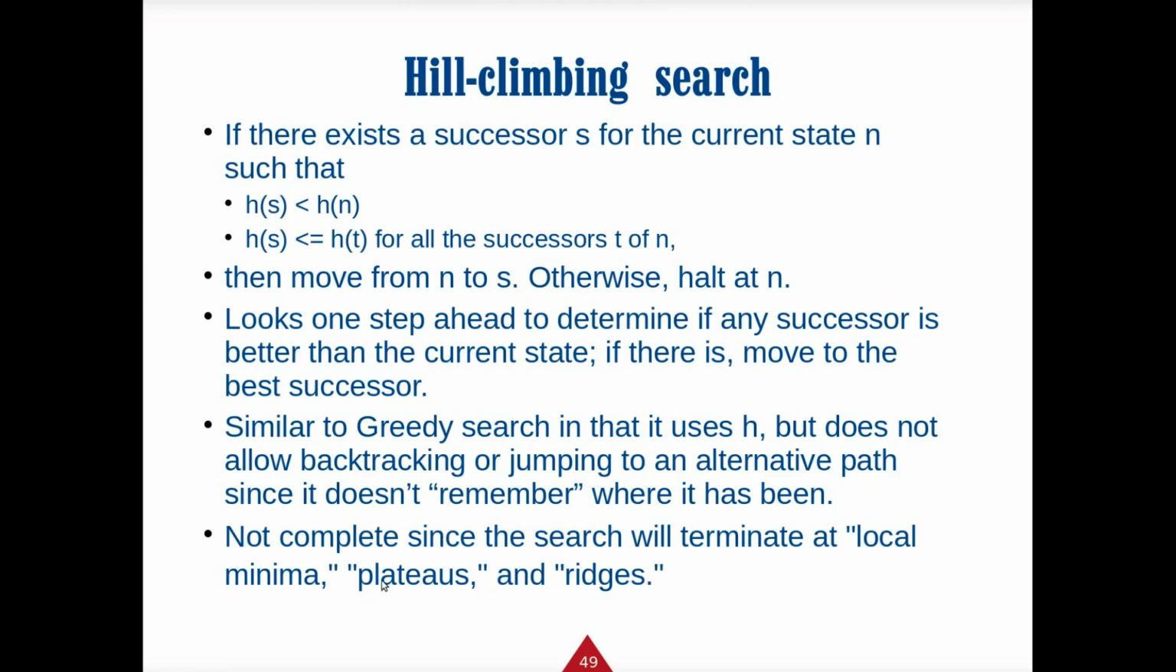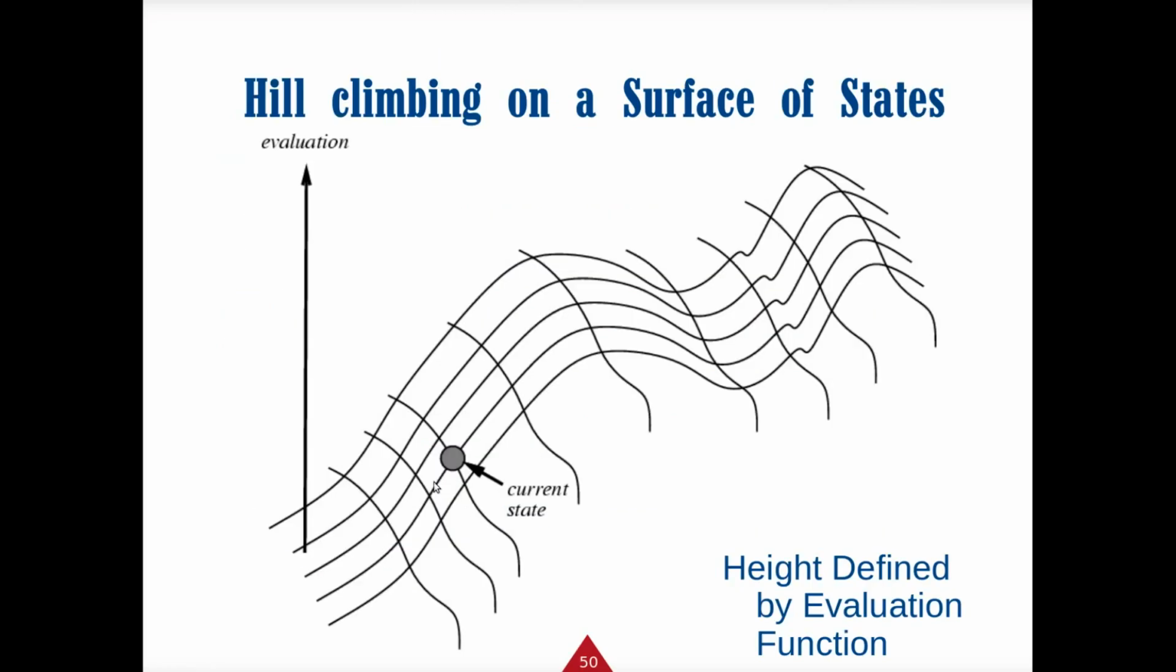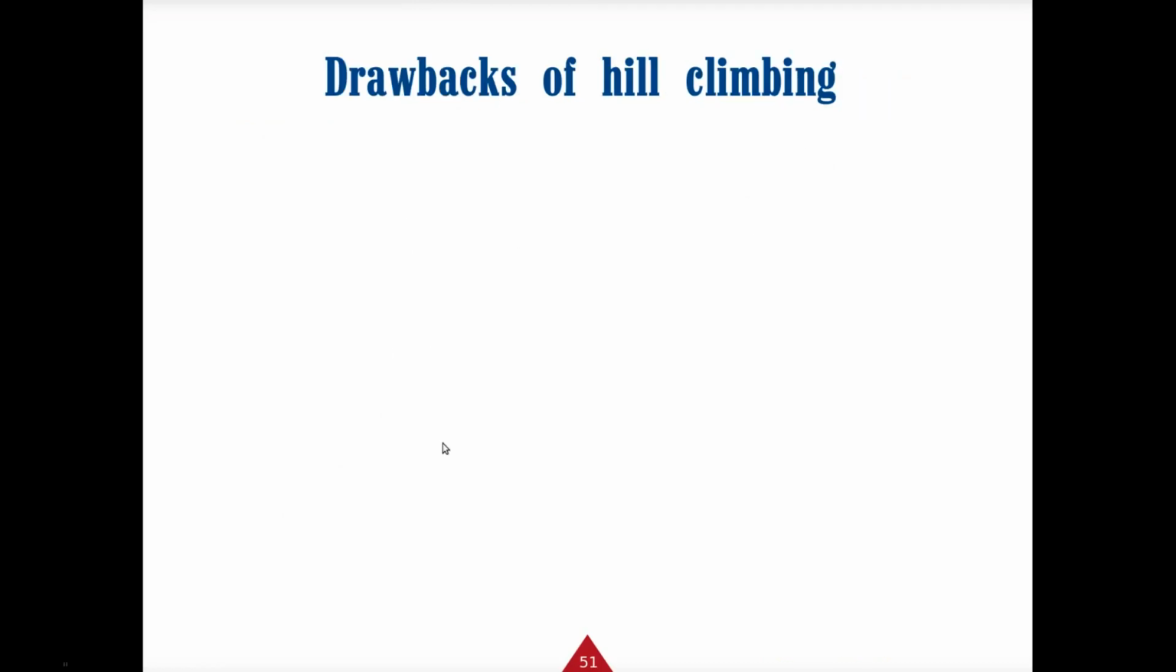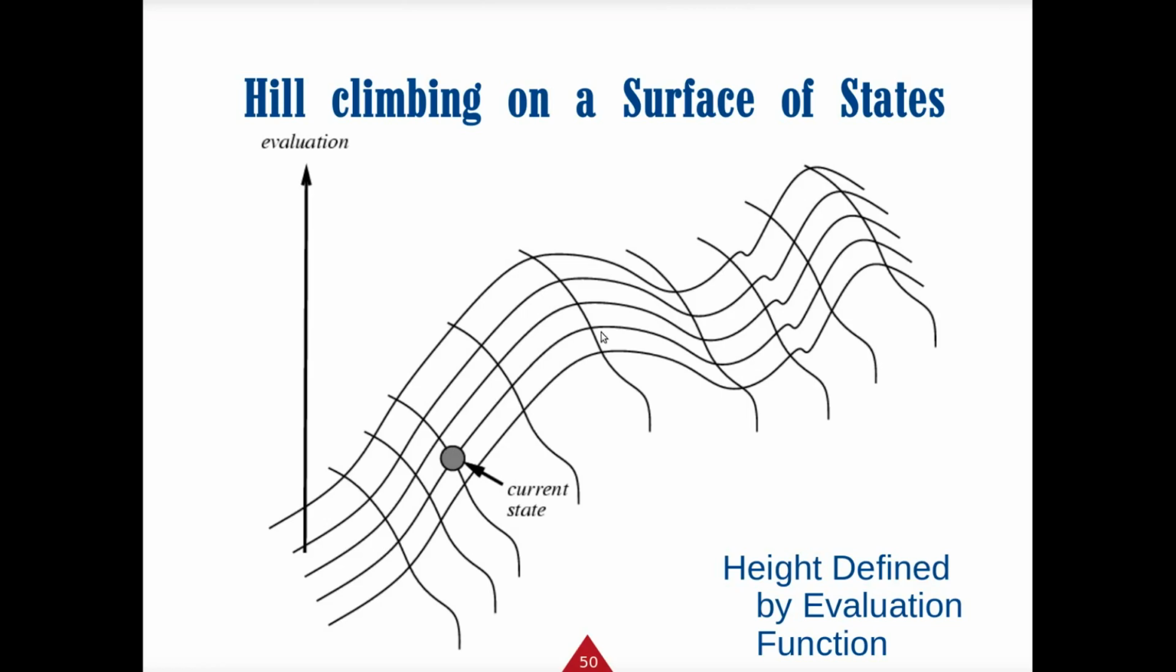And then also it has to get better because it's less than, not less than or equal to, or if we put plateaus or ridges. So here's our current state, and basically we're trying to get better, and then we keep on moving up the path. And look here, we might hit a local minima at this particular state, and then we'd get stuck.